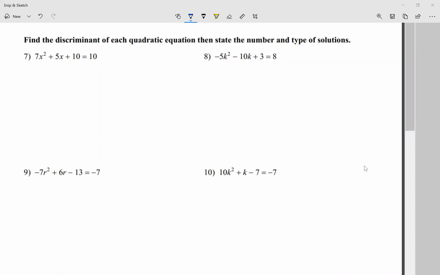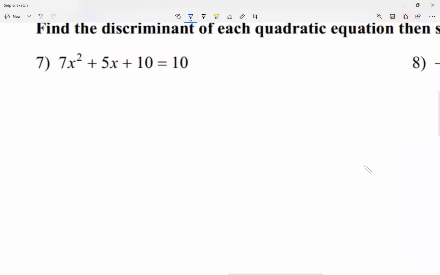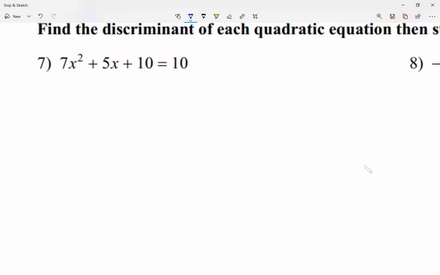Now we're gonna be introduced to this word called discriminant, right? Find the discriminant of each quadratic equation. Then we're gonna state the number and type of solutions. Okay, so first of all, let me have my right side equal to 0.